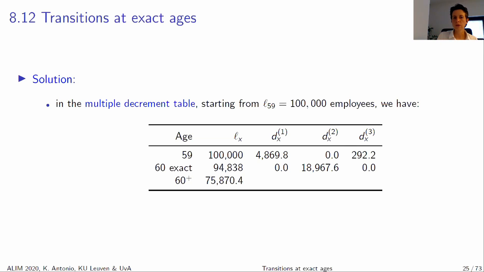Because now I can easily take into account the transition at the exact age of 60, where 20% of the active employees would immediately retire when they reach age 60. So the DX2 that you see over here, that's then just the 20% of this number of people who are with the company at age 60.